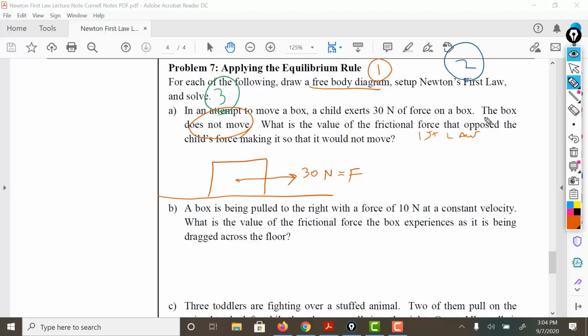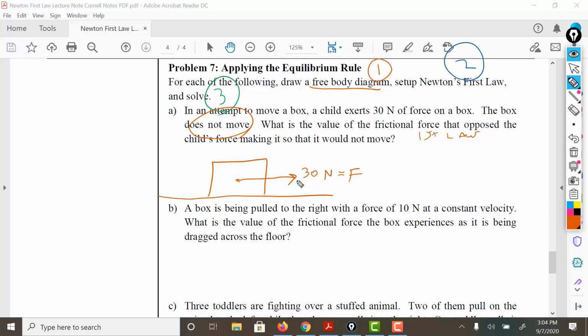What is the value of the frictional force? Frictional force is a resistive or opposing force. In other words, if there were no friction, this box would have moved. Okay, imagine moving a box on a frozen ice lake. It would move easily. But because it's not on a frictionless surface, there will be some opposition. And in this case, the box did not move.